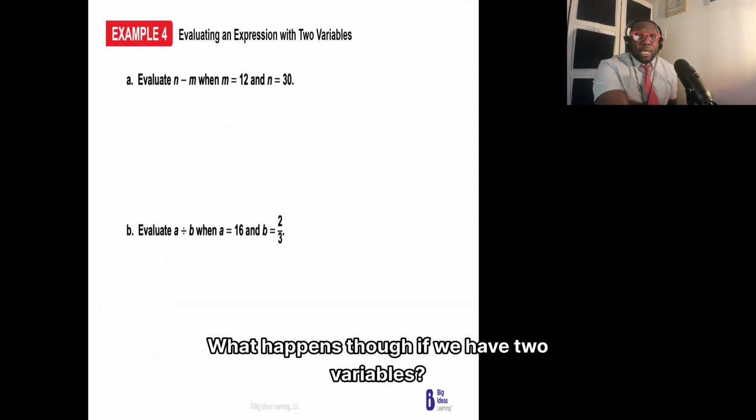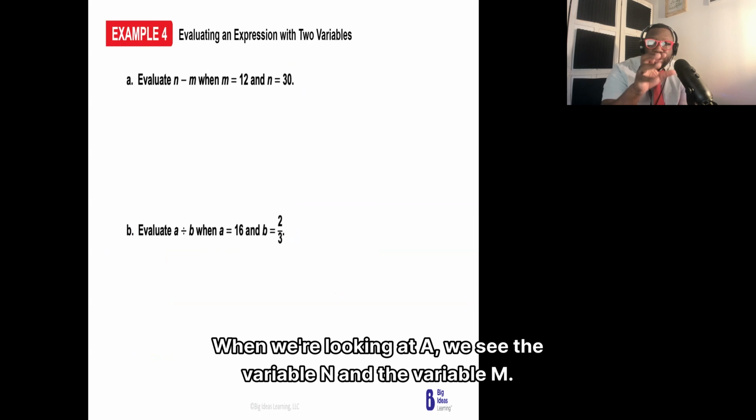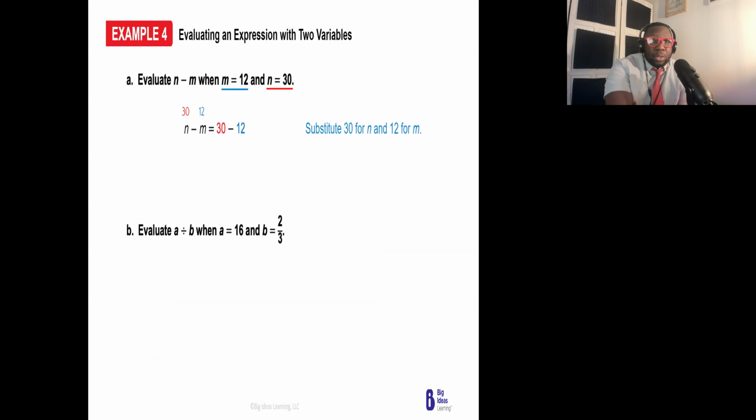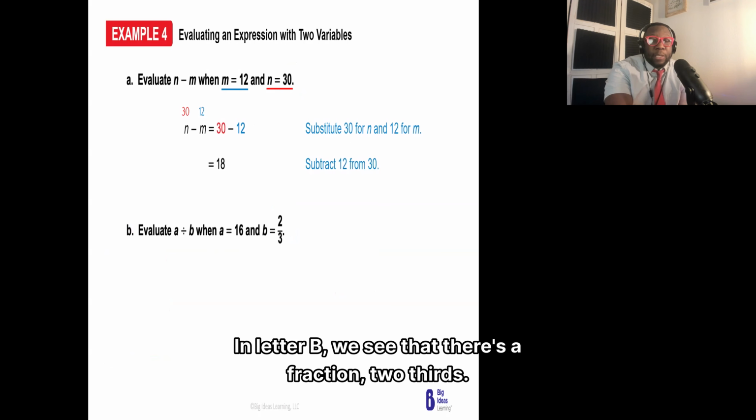What happens, though, if we have two variables? Does that change it or make it more difficult for us to be able to evaluate? We can still do the same thing. When we're looking at A, we see the variable n and the variable m. Well, n is equal to 30. M is equal to 12. We're just going to evaluate and solve. What's 30 minus 12? That's right. 30 minus 12 equals 18. What about letter B? In letter B, we see that there's a fraction, 2/3.